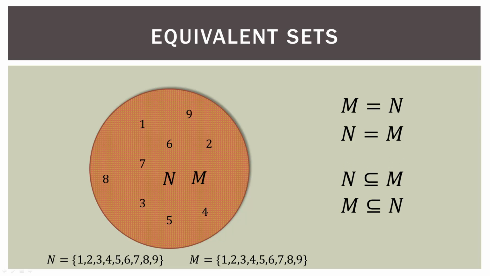Now in the previous video, we talked about subsets and proper subsets. Now in this case, equivalent sets are only subsets of each other. Okay, they cannot be proper subsets. So if you're not sure about that difference, please take a look at the previous video we did. But these are subsets of each other.